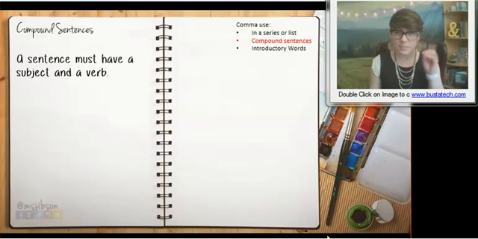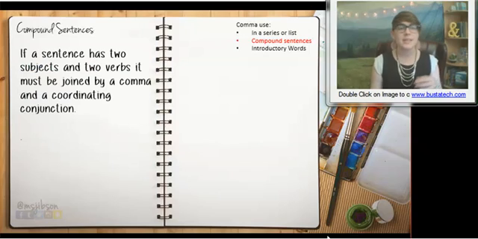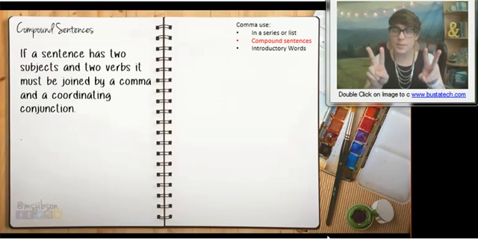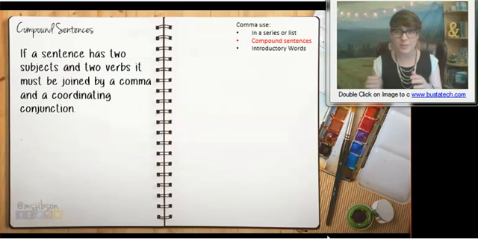First of all, a sentence must have a subject and a verb, right? I eat. A subject, I, who is the person or thing that completes an action, and then eat is the verb. If a sentence has 2 subjects and 2 verbs, then it's a compound sentence because it could each be its own sentence because there are enough verbs and subjects to go around.